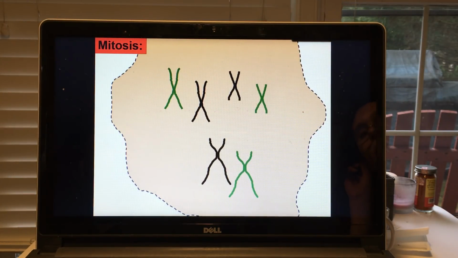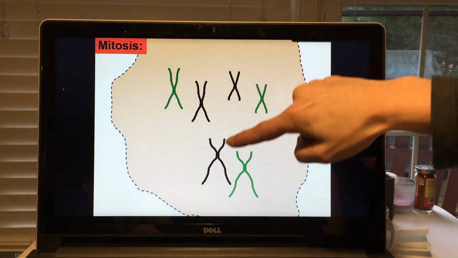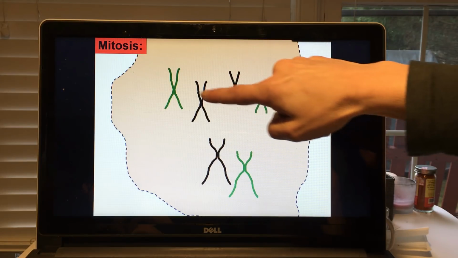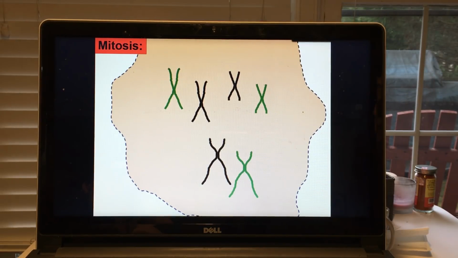So this is going to be an animation showing you mitosis. If you notice, you can tell instantly that this cell is diploid because you can see homologous pairs. This chromosome is homologous to this chromosome, and this chromosome is homologous to this chromosome. So in this imaginary species, the diploid number is 6.